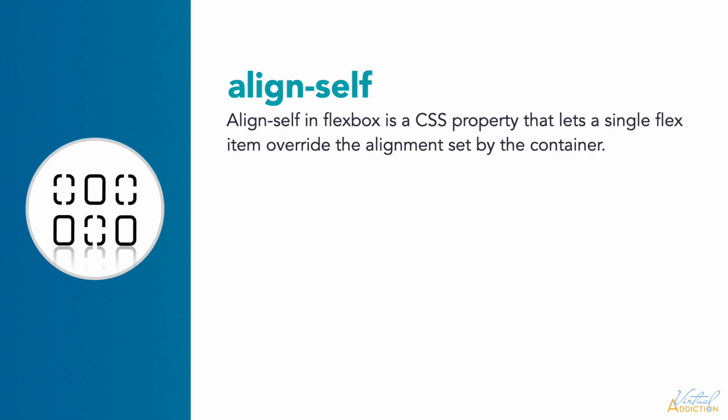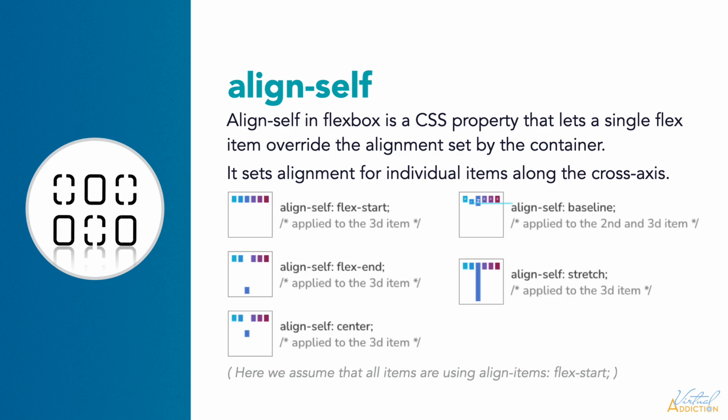Align self will override the container's alignment for a single item along the cross axes. This is useful when you want one item to behave differently. And as you can see from the visual examples that I'm showing you here, if we assign the align self to a specific item, it will behave differently from the rest of the items. In this example, we're assuming that all items are using align items of flex start.